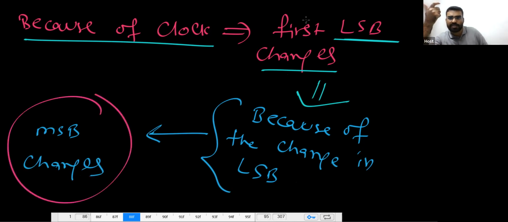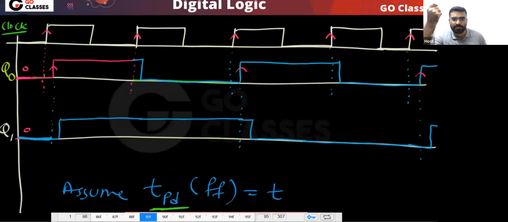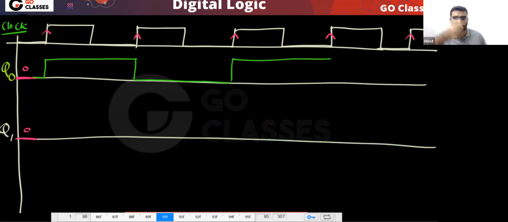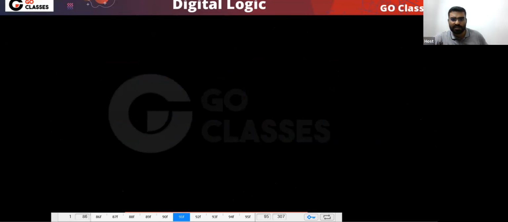First the LSB is changing, then the MSB is changing. So this is what is happening. This is the reason these transient states are coming. Is that clear? You can notice these are the transient states. One transient state is this, you can notice 0, 1. Anyway, you understood that these transient states are coming. Correct? So we have seen this.